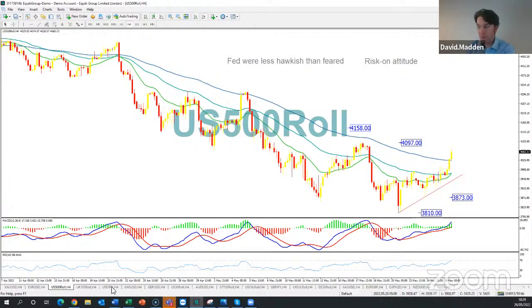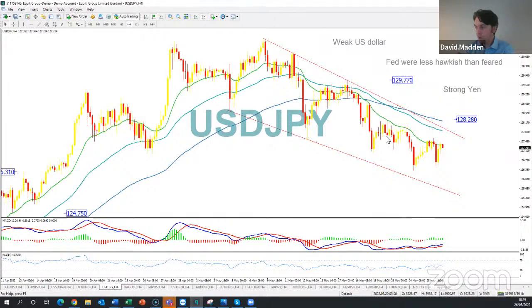And when sentiment was very bearish, what did we see here? We saw USD JPY in a downtrend because people were selling their shares looking to buy the Japanese yen. Now things have turned around a little. Now that the Federal Reserve aren't as hawkish as initially feared, fair enough, the US dollar is a bit weaker because of that. But at the same time, stock markets are much stronger because the Fed were not as hawkish as originally predicted. So if we continue to see a rally in stock markets, what's that going to do to the Japanese yen? And this is why I made the comment here of strong yen.